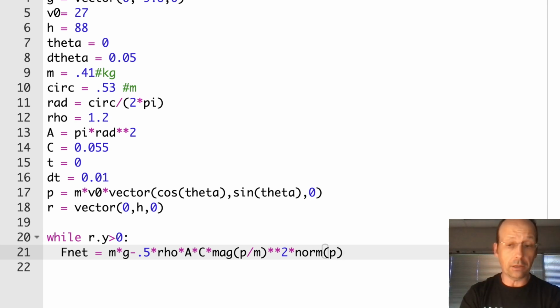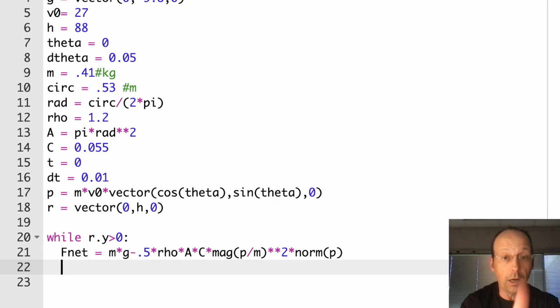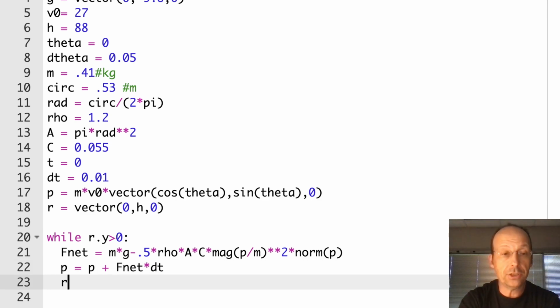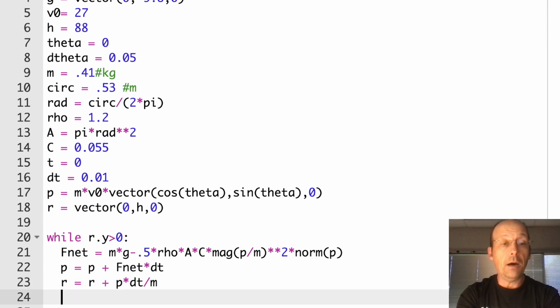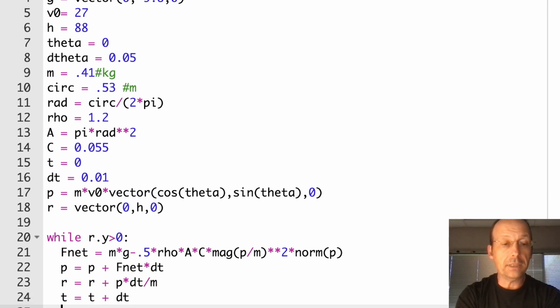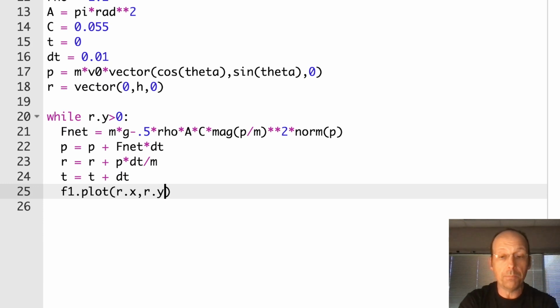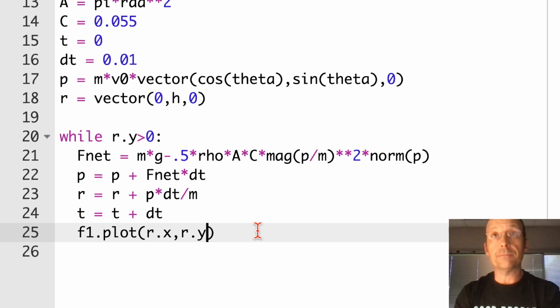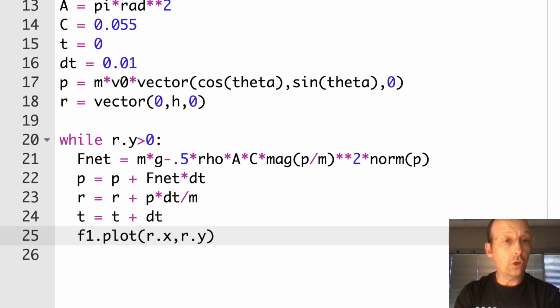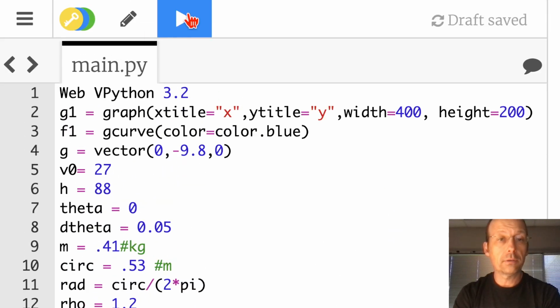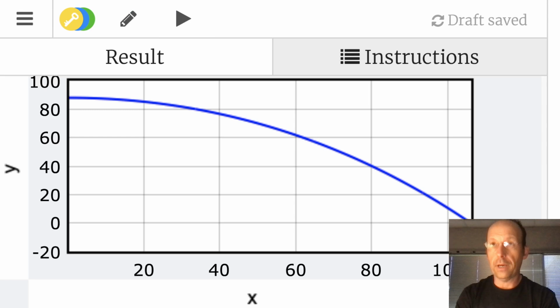I'll show you one way we can check it a little bit. Now that I know the net force, I can update my momentum. P equals P plus F net times dt. I can update my position. R equals R plus P times dt over m. Update time: T equals T plus dt. And now I'm going to plot it. F1.plot r.x, r.y. So that's the x component of the position and the y component of the position. And that should work. Okay, I think it did work.